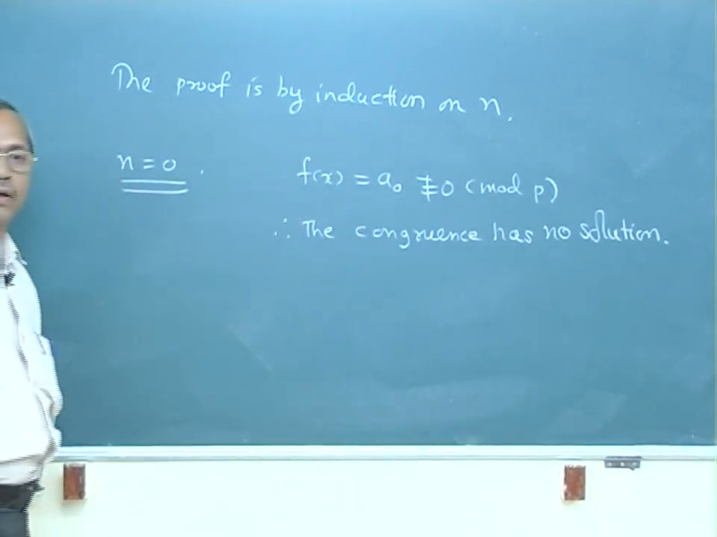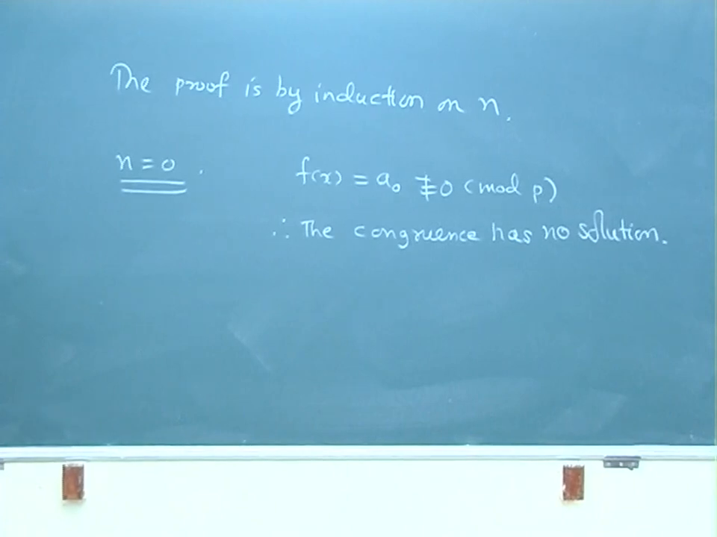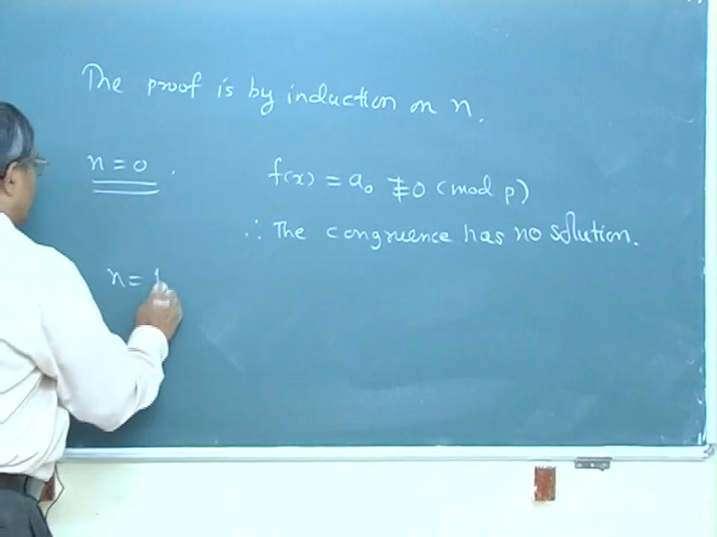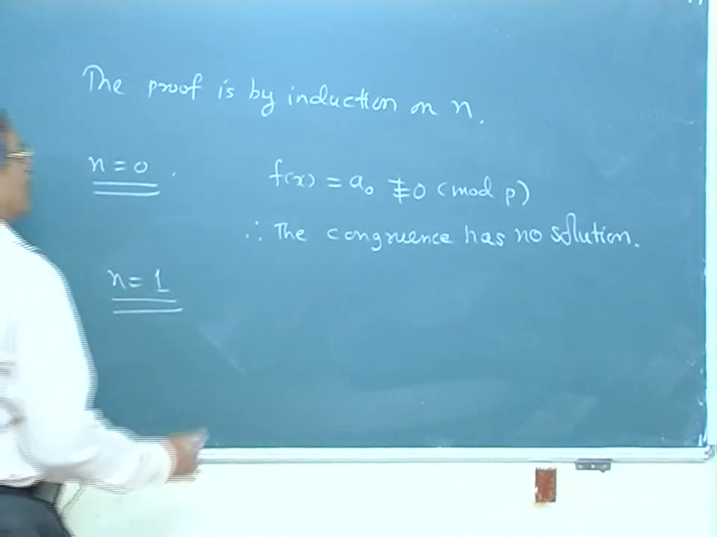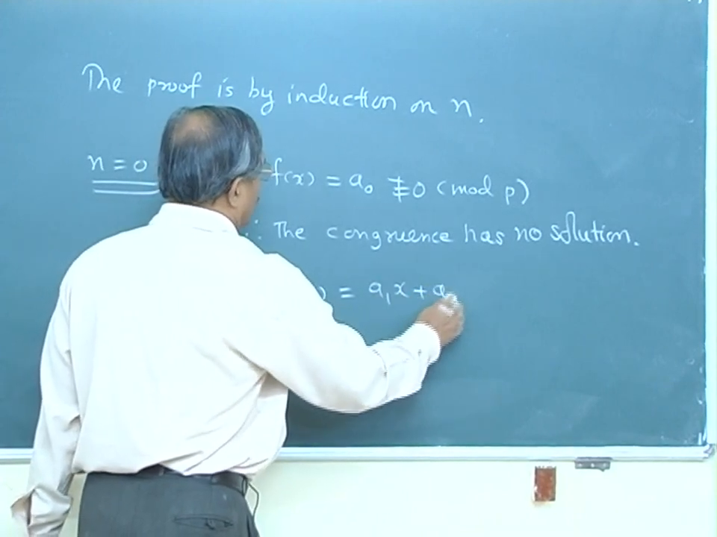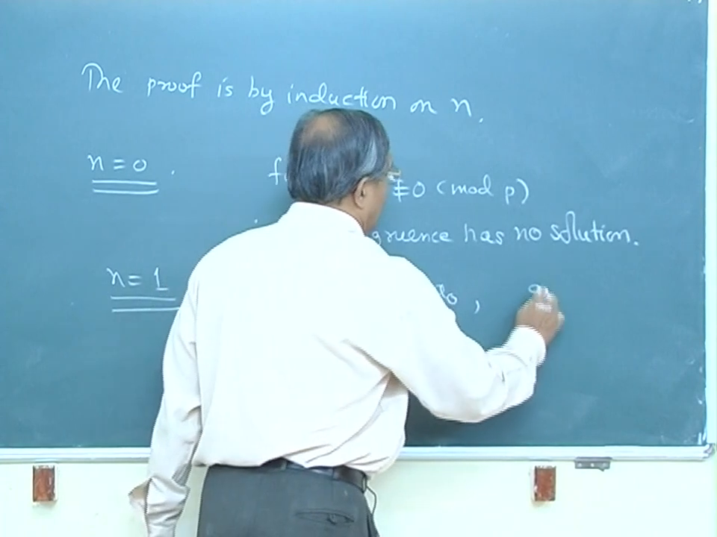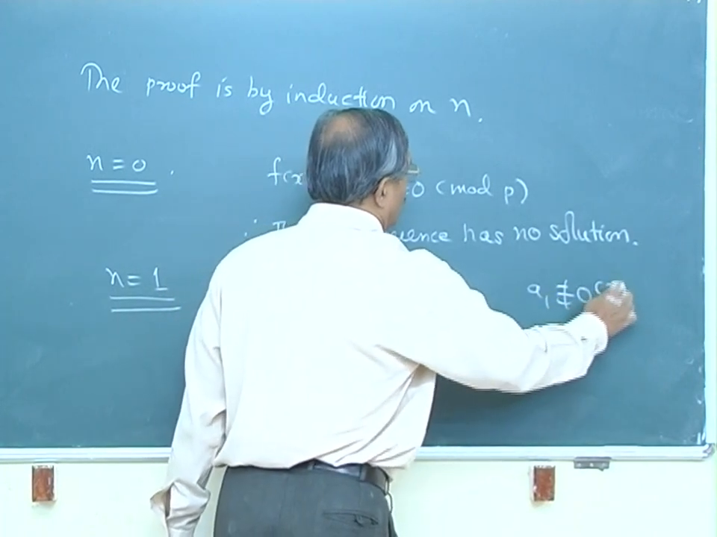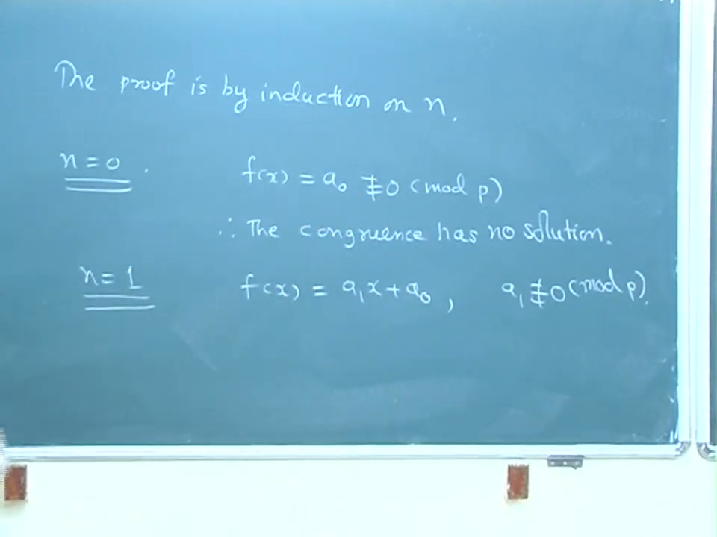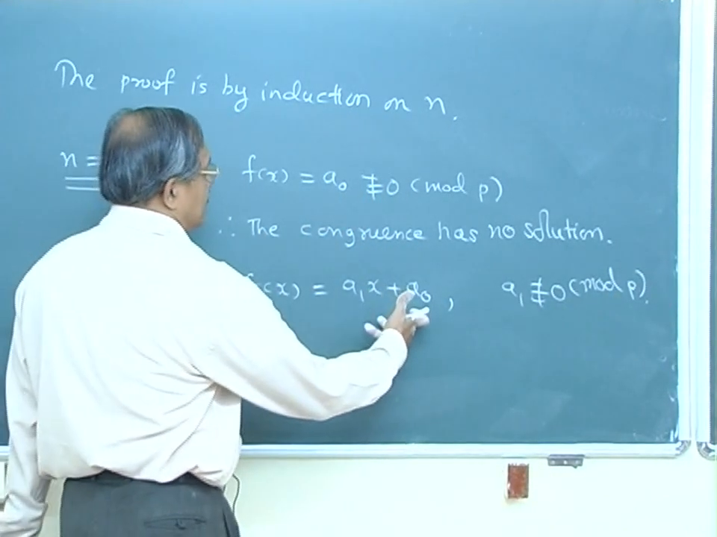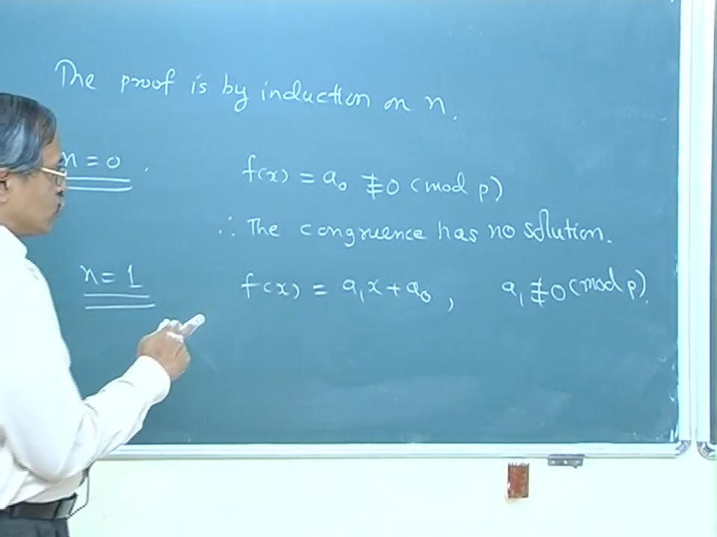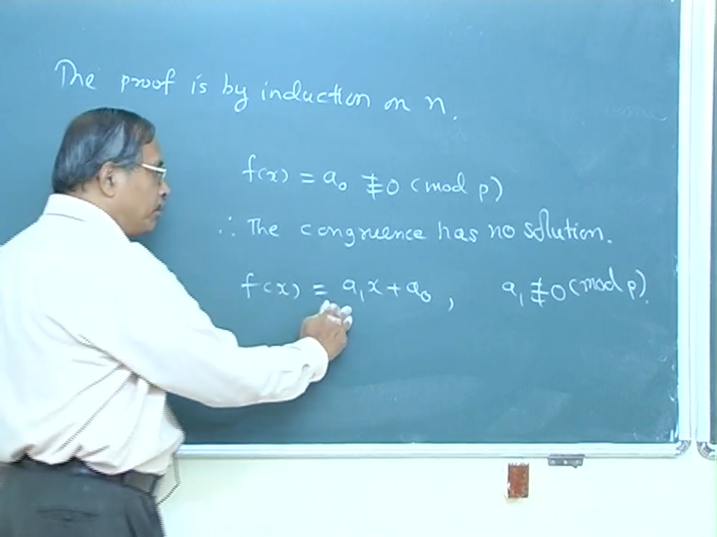Okay? That means the number of solutions is less than or equal to the degree of the congruence. For n equal to 1, what happens in this case? f(x) is equal to a1 x plus a naught, where a1 is not congruent to 0 mod p. And so what is the solution? a1 x plus a naught congruent to 0 mod p, that's what we are having. a1 is not divisible by p.